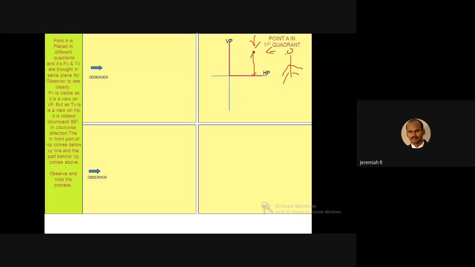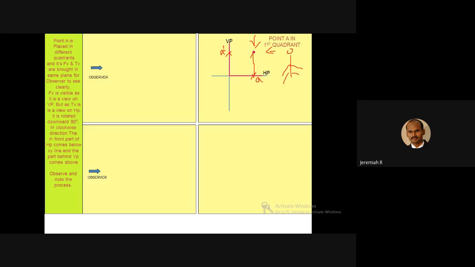When you see from the front, what will you get here? There is a point here itself. What is the name? If the point name is A, you have to give A dash for the front view. When you see from the top, you'll get a point here. That also is a point. That is the top view. You have to give the name A.